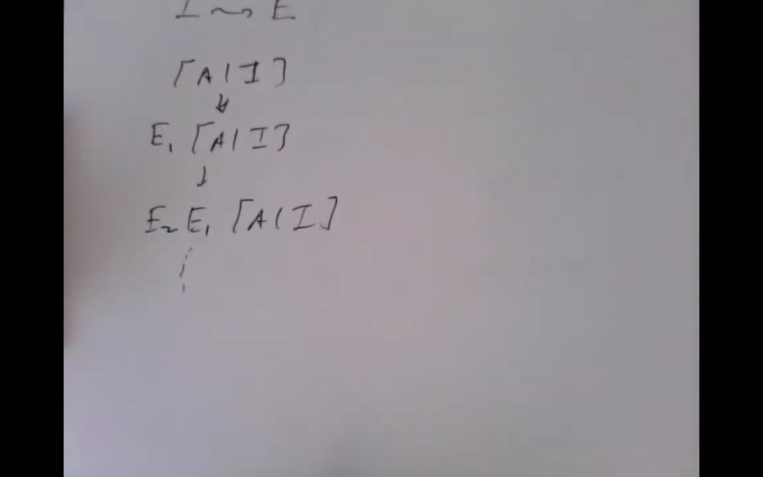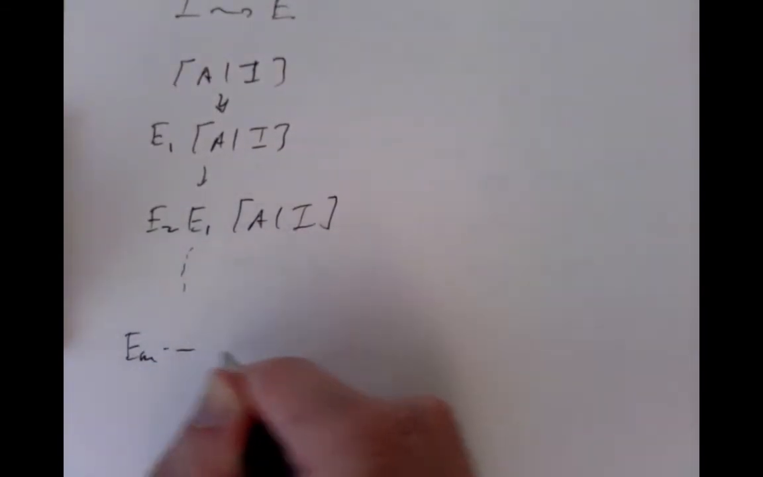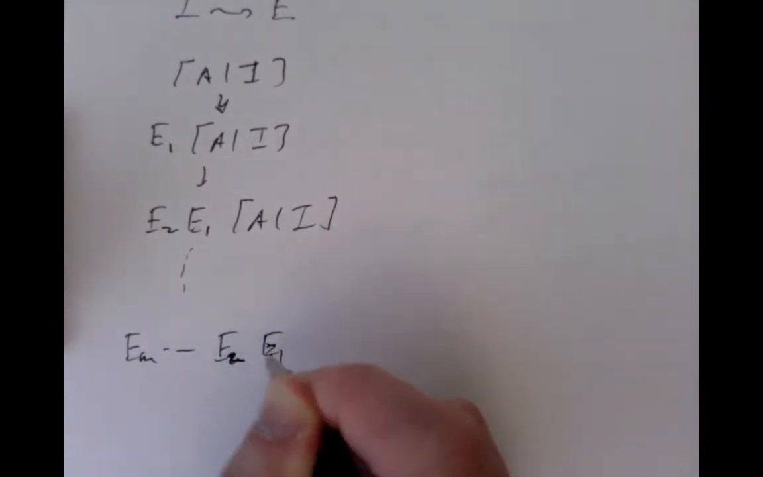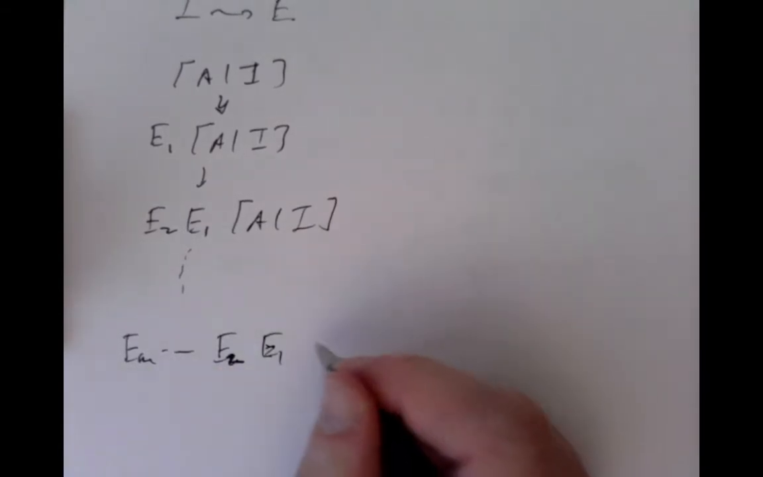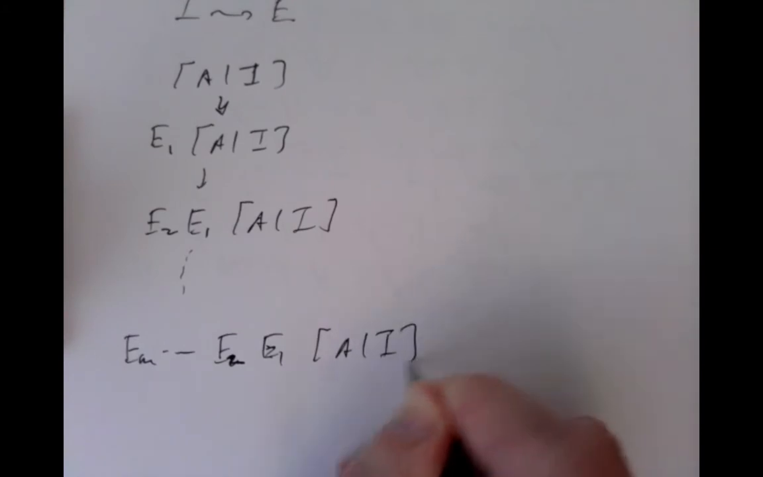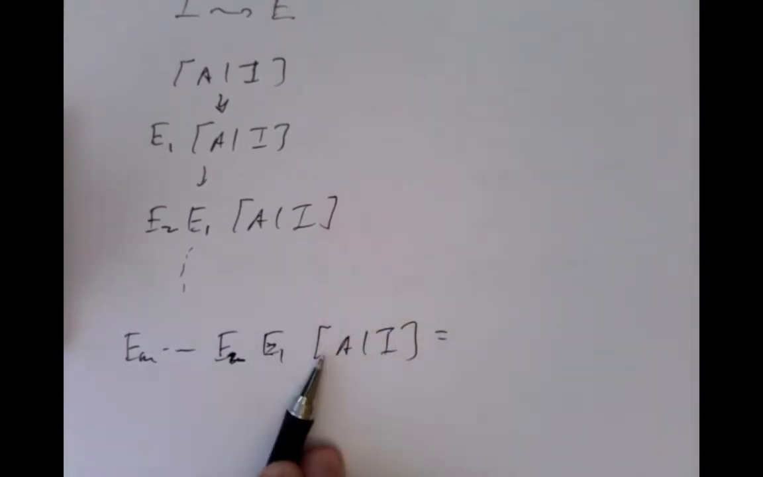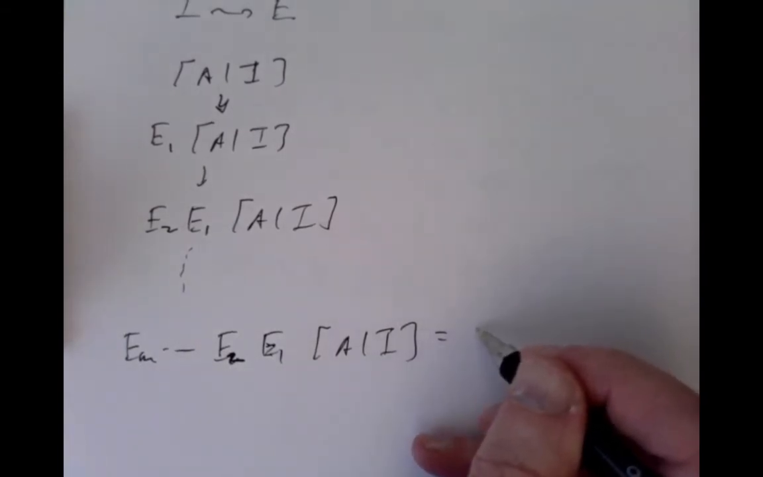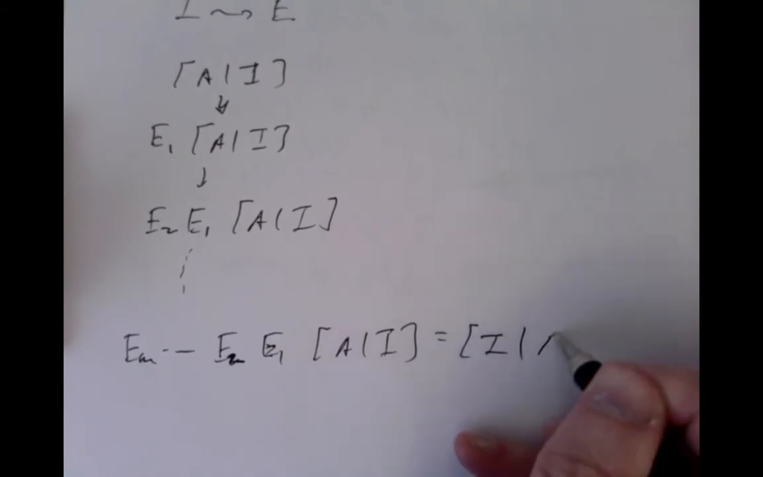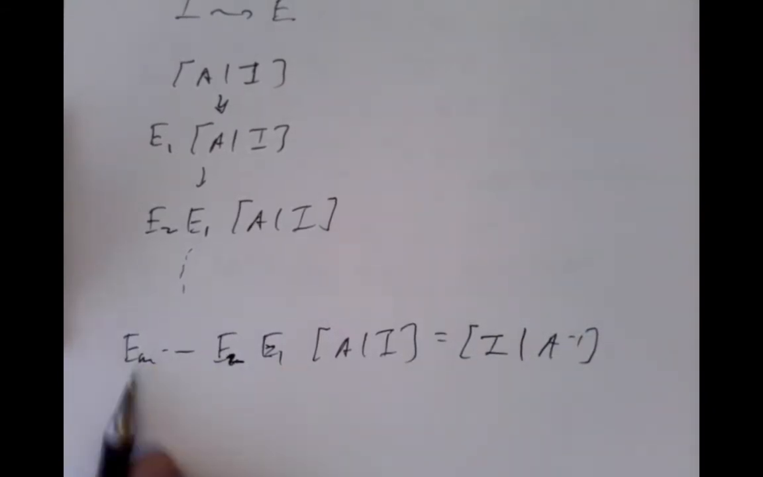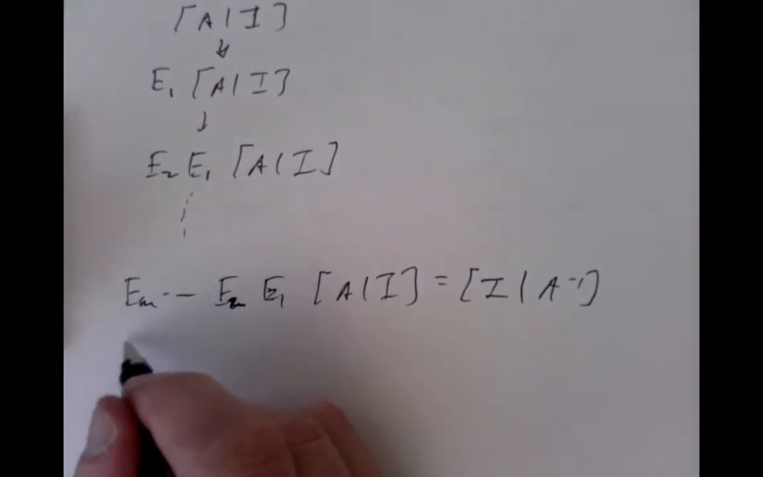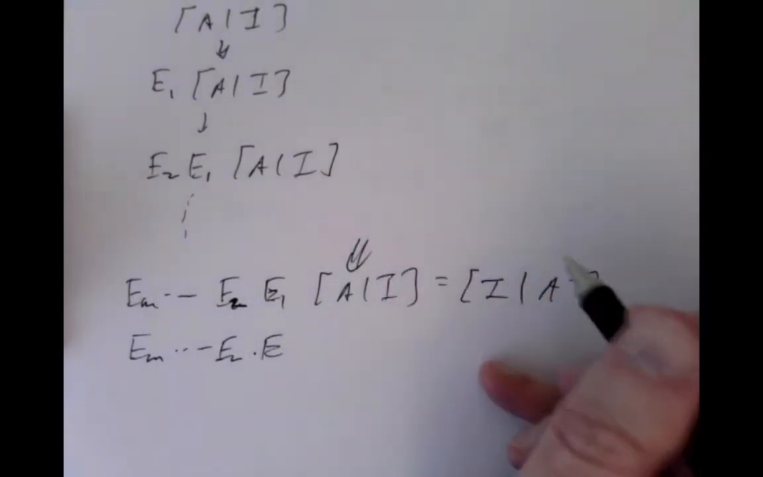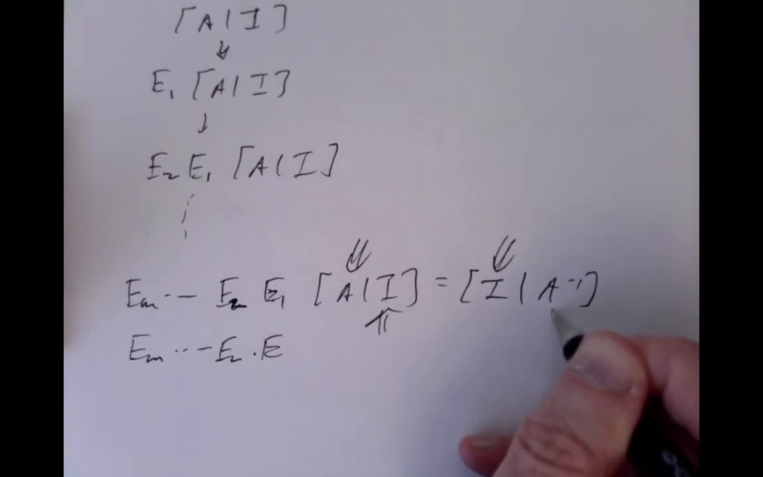If you keep going and going, eventually you've applied all these different row operations, E1, E2, up to EM, all applied to A and the identity, and the result must be the reduced row echelon form, because each step is computed by multiplying by one of these E matrices. And so when you're done, you must get the identity and A inverse. But what have you done? You've just multiplied these things together. So what you've discovered, first of all, is that EM through E2 E1 times this guy must be this guy, and times this guy must be this guy.